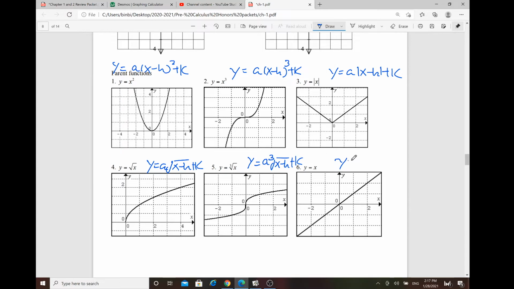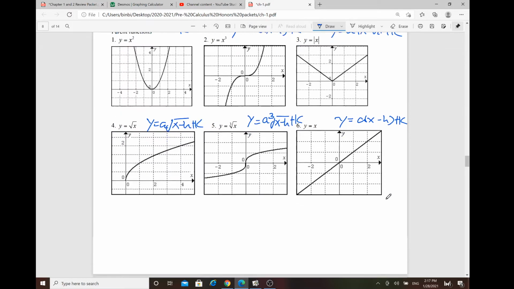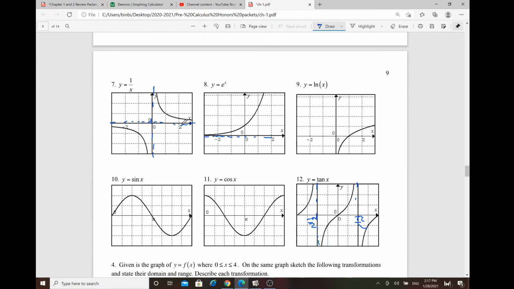And this one is just like the slope-intercept form. Y equals a times x minus h plus k. And then for the rest of this, similar. So it's y equals a over x minus h plus k. Exponential functions, y equals a times e to the power of x minus h plus k. Natural log, similar, a times natural log of x minus h plus k.